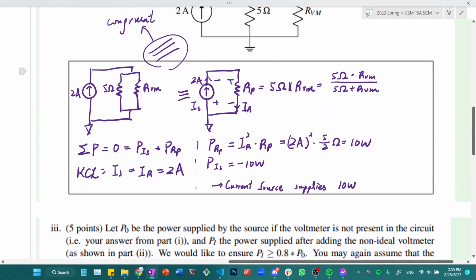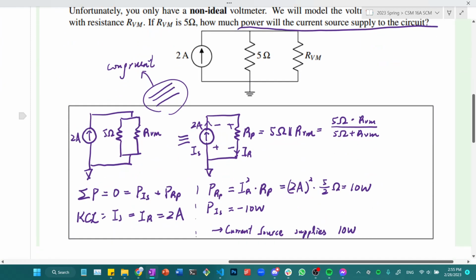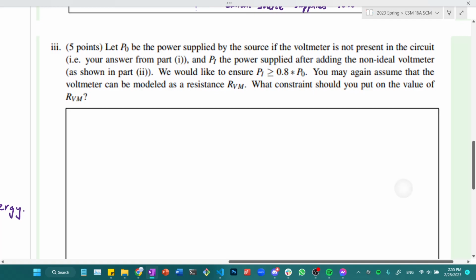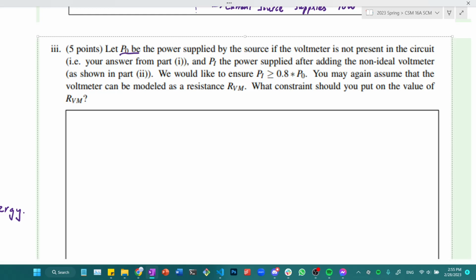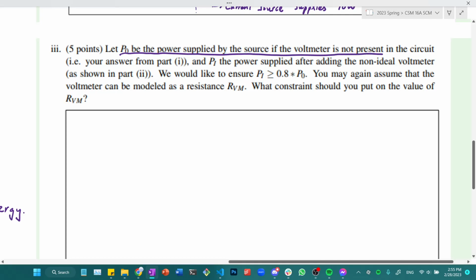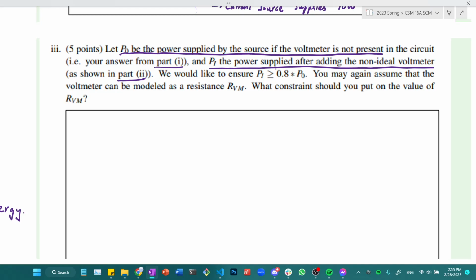So since we have calculated the power of the current source applied in the second circuit, let's look at the last part of the question. Let P0 be the power supplied by the source if the voltmeter is not present, so that's from part 1, and Pi be the power supplied after adding the non-ideal voltmeter, which is RVM, and we can have this circuit from part 2. We would like to ensure Pi is larger or equal to 0.8 times P0, and let's think about what constraint we should put on the value of RVM. Or in other words, what is an inequality that describes RVM for this above inequality to work?